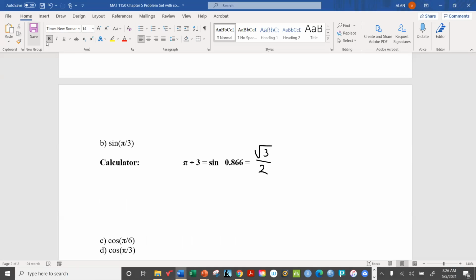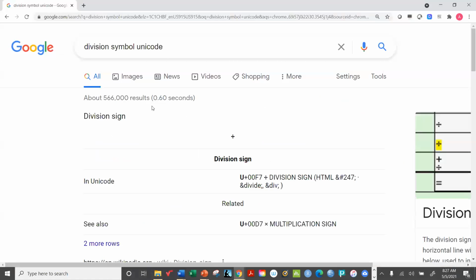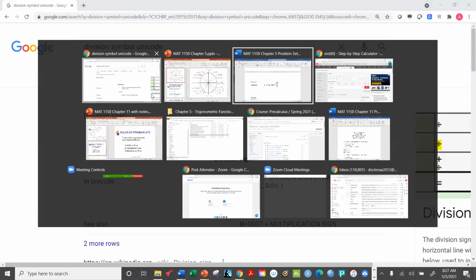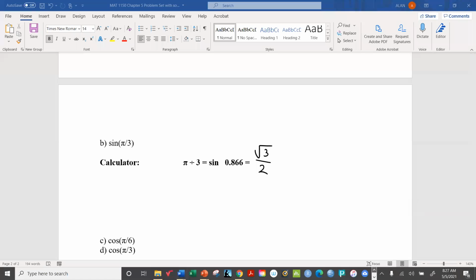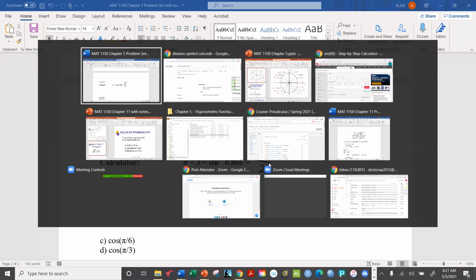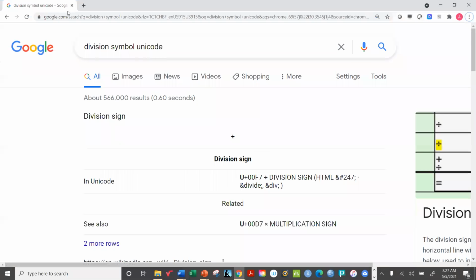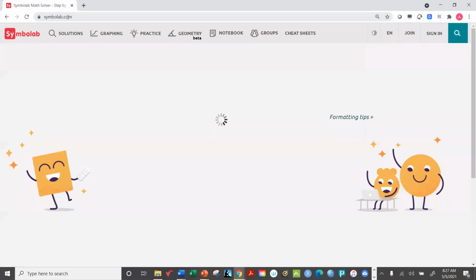I don't know if there's a way you can convert this 0.866 back into a radical like this. I don't think so. Now, of course, we still have the option of Symbolab. Don't forget about Symbolab, because Symbolab actually will leave it in that form. Oh God, what happened to it? I don't know how this keeps happening. I just keep losing all these open. I've got so many websites. When I need them, where are they? It's just gone. But all right, let's go back to Symbolab.